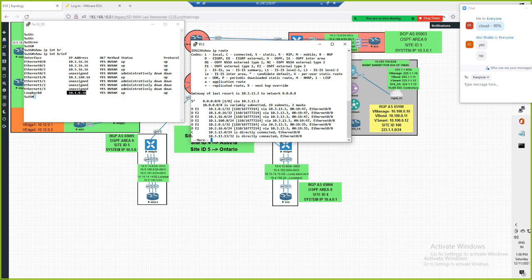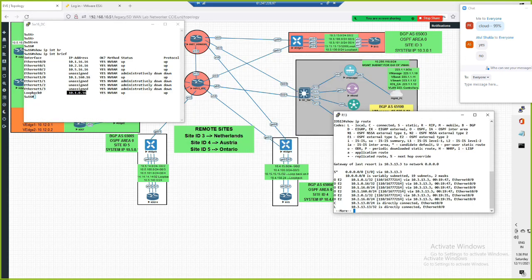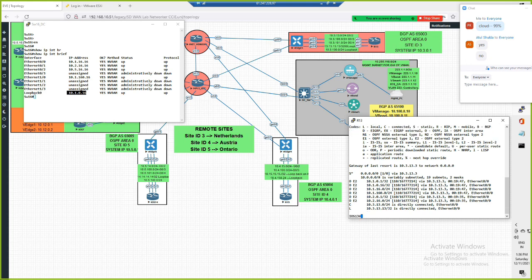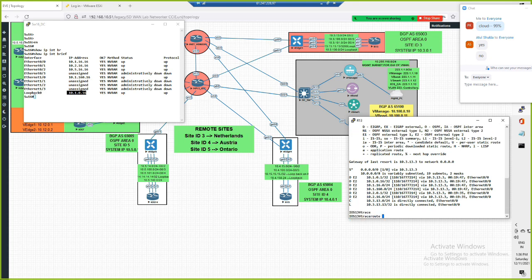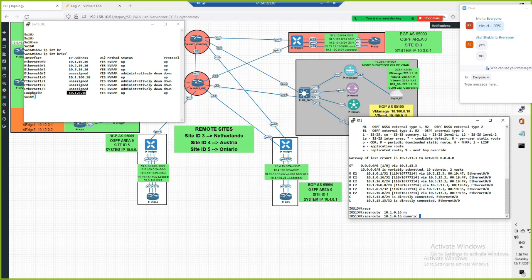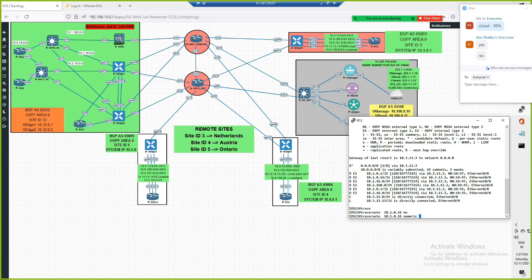Now guys, what I'm going to do, don't think too much, right? What I'm showing you, just concentrate here. I'm tracing one of the IP addresses which is existing on switch 16, that is in my data center, from a remote site, right? And the SD-WAN is already configured and working here.